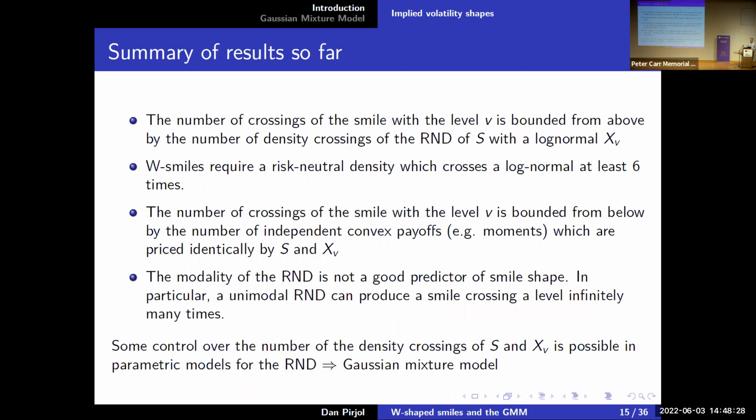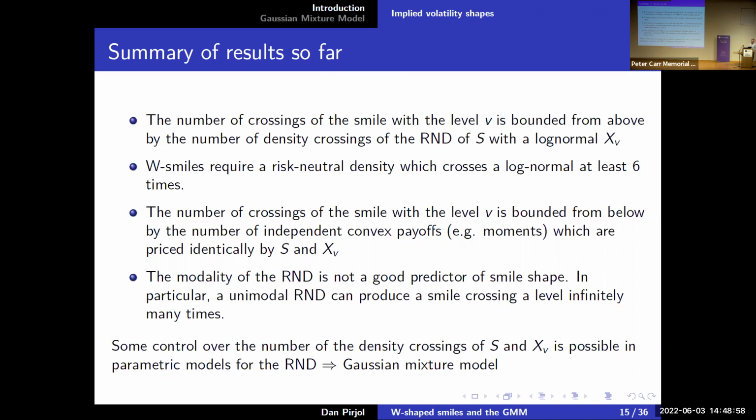So what have we proven so far? Let me summarize these results before I move on to the next step. We have an upper bound on the number of crossings of the smile with a horizontal level in terms of the number of crossings of the risk-neutral density with the density of a log normal. In particular, W-shaped smiles require a risk-neutral density which crosses at least 6 times a log normal.